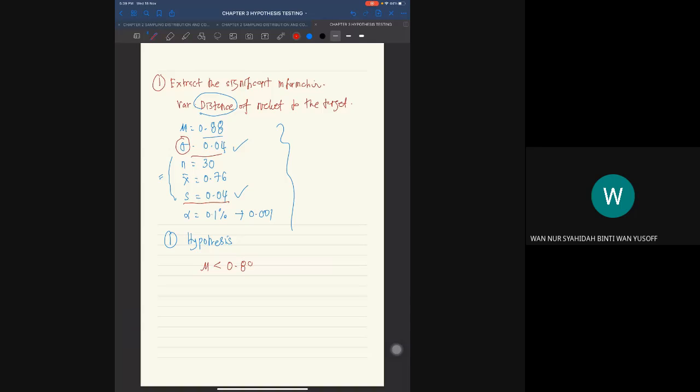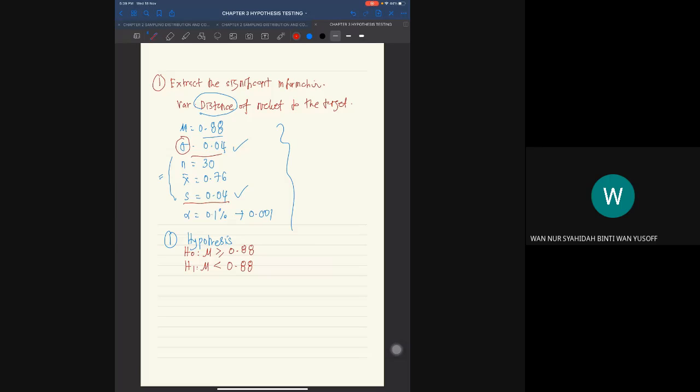H0 or H1? H1. Why H1? Because it doesn't happen yet. There's no equal sign. So it is just less than. So what is your H0? Remember that H0 cannot overlap with H1. So H0 should be bigger, and equal. So greater than or equal to 0.88.